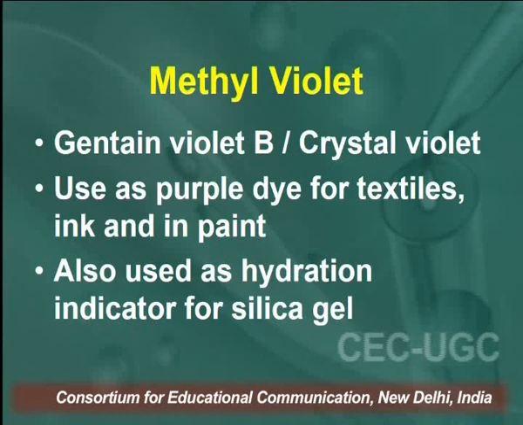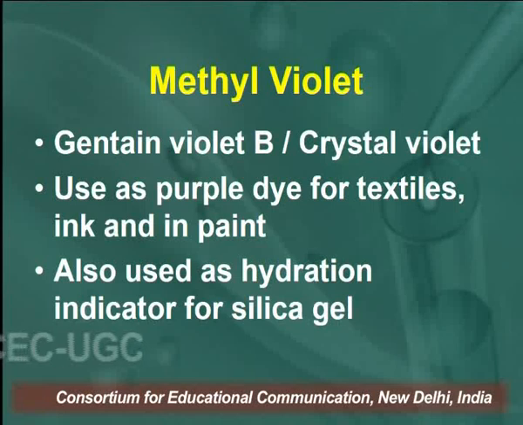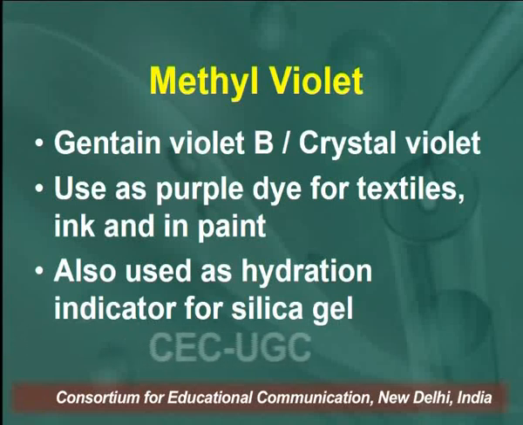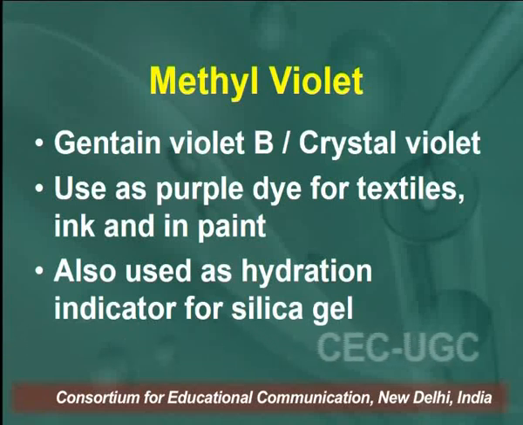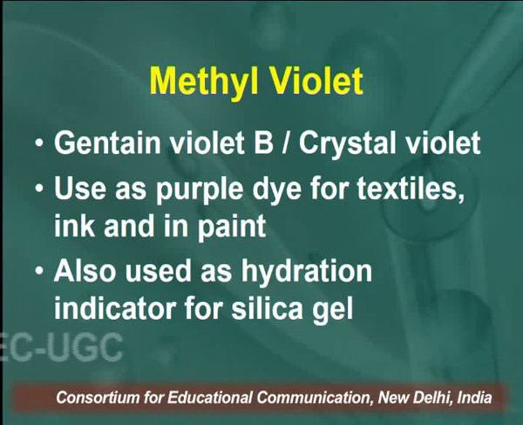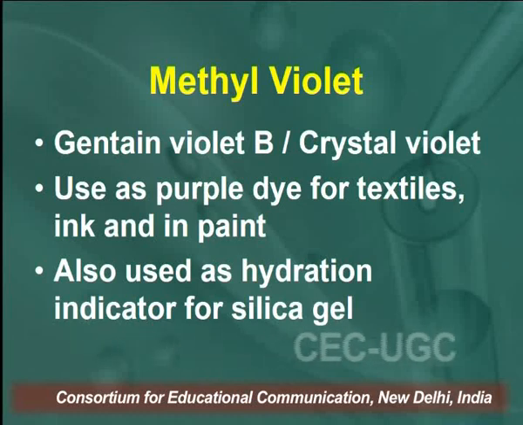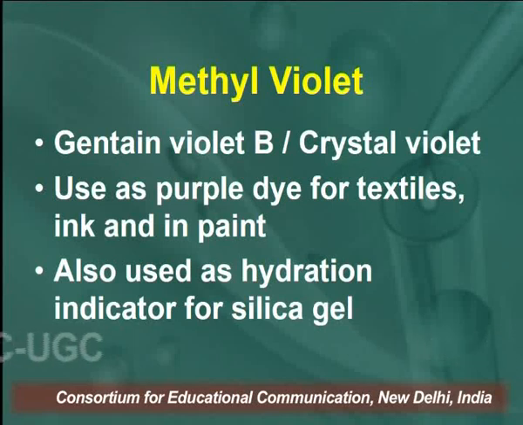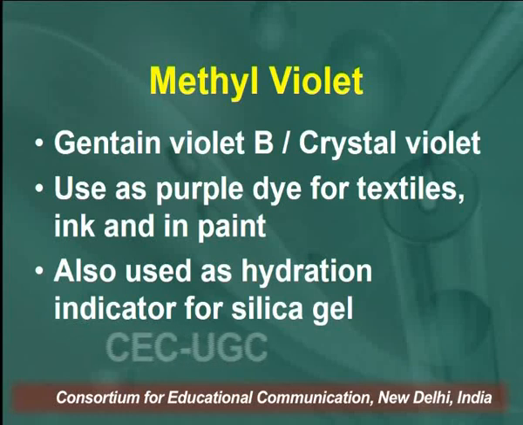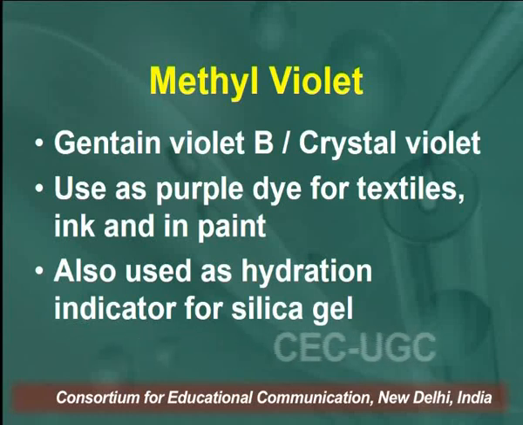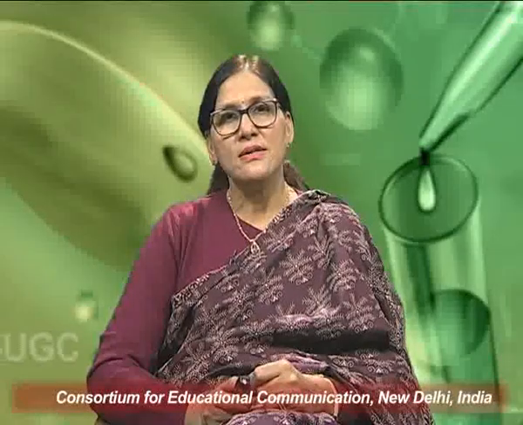It is also a synthetic dye. It belongs to the triphenyl methane dye group. So, it is also called gentian violet, crystal violet, and it is used as a purple dye. So, it especially imparts purple color to textiles or is used as an ink and also used in paint. So, these are the characteristics of methyl violet dye, and it is also used as a hydration indicator for silica gel.